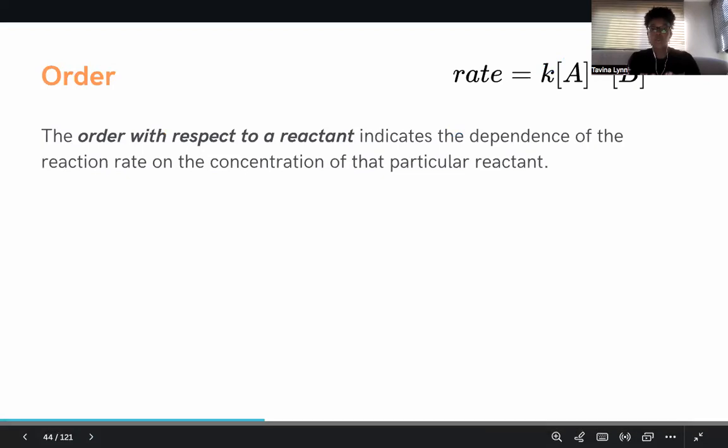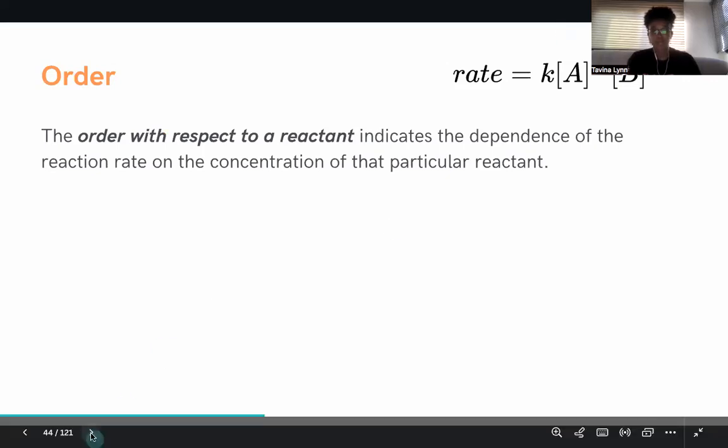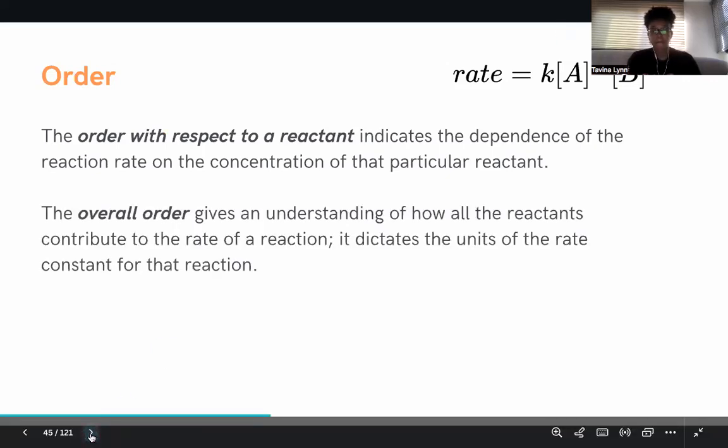So what is the order? The order with respect to a reactant tells us the dependence of the reaction rate on the concentration of that particular reactant. The overall order gives an understanding of how all the reactants are contributing to the reaction rate.